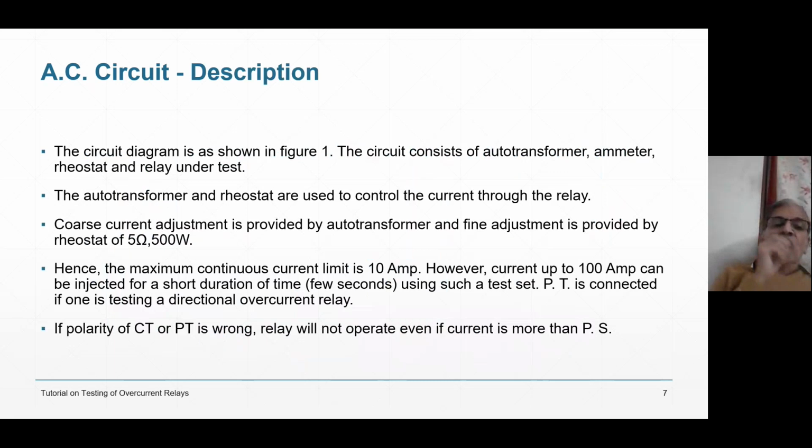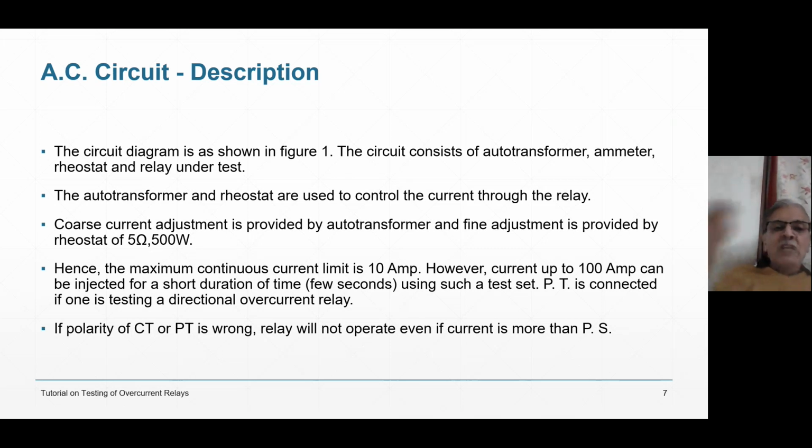I've got a 5 ohm 500 watt rheostat. So I square R, if you say 500 divided by 5 is 100. 100 is I square. So 10 ampere of current you can easily pass. But if you pass 100 ampere for 1 second, nothing is going to happen to the rheostat, nothing is going to happen to the contactor, nothing is going to happen to the auto transformer. Therefore, you can test up to 100 ampere.